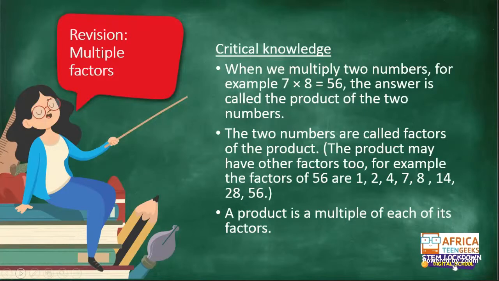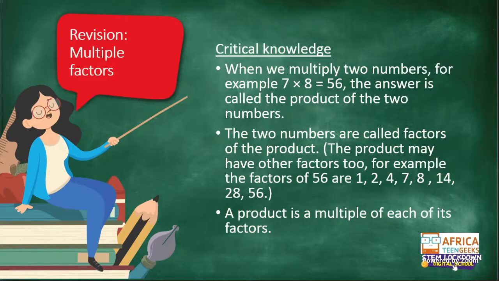Critical knowledge. When we multiply two numbers, for example, 7 multiplied by 8 equals 56, the answer is called the product of the two numbers, right? So whenever we refer to the word product, you must know that we are talking about the answer of the two numbers that multiply each other. The two numbers are called factors of the product, and the product has other factors too, right?